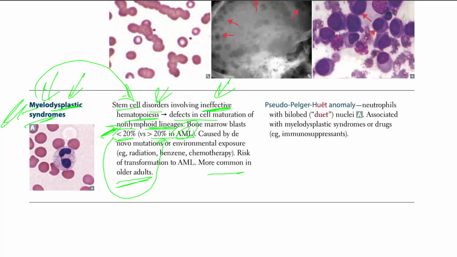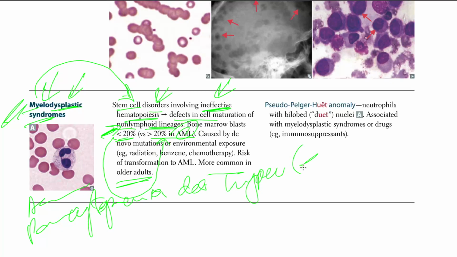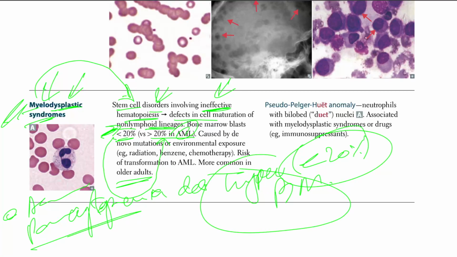So what is this? Basically, this is an asymptomatic condition in which you have pancytopenia despite a hypercellular bone marrow, although with less than 20% blasts.